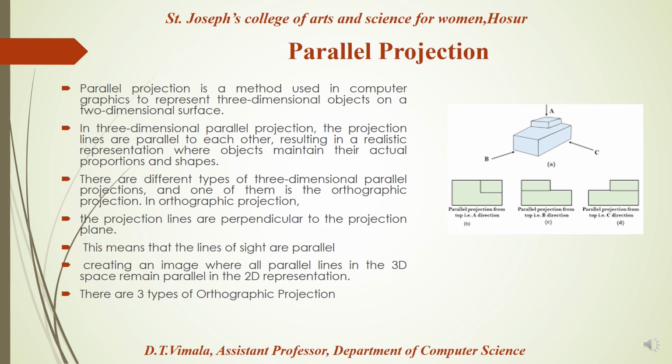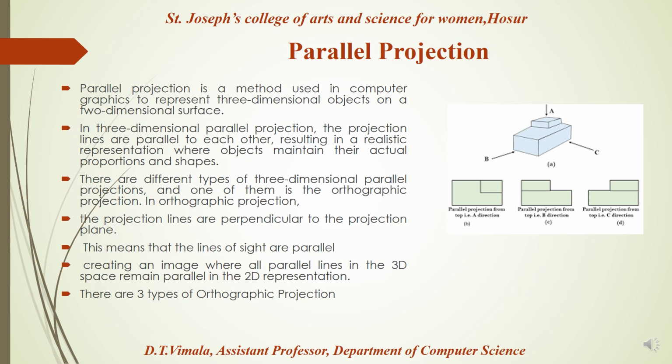Parallel projection is a method used in computer graphics to represent three-dimensional objects on a two-dimensional surface. In three-dimensional parallel projection, the projection lines are parallel to each other, resulting in a realistic representation where objects maintain their actual proportions and shapes.